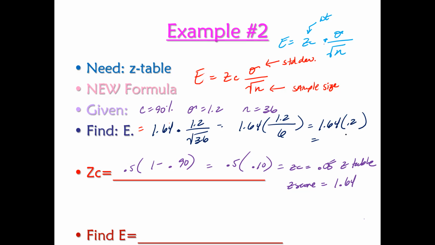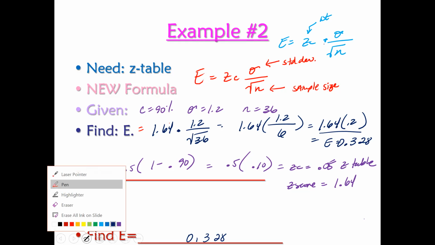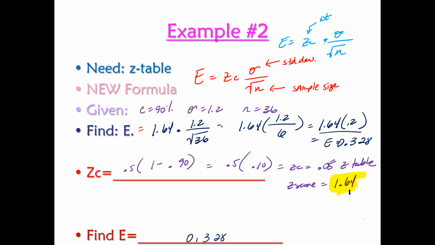Now multiply this together, and what does that give you? E is going to be equal to 0.328. And that is your answer. So two answers here. First answer is you find your ZC score, 1.64. Second answer is finding E, which is 0.328.